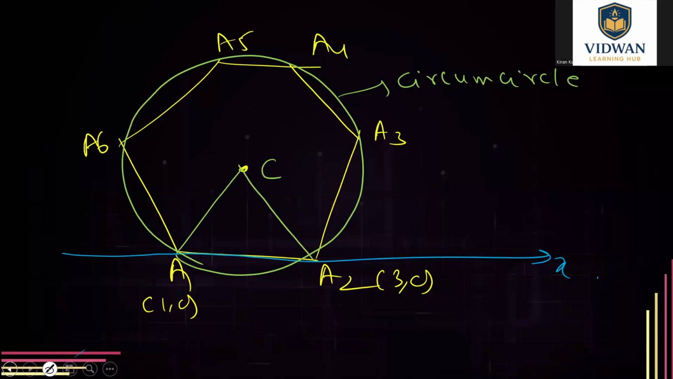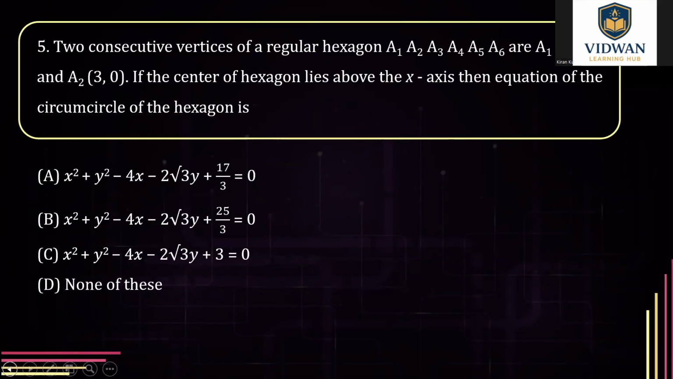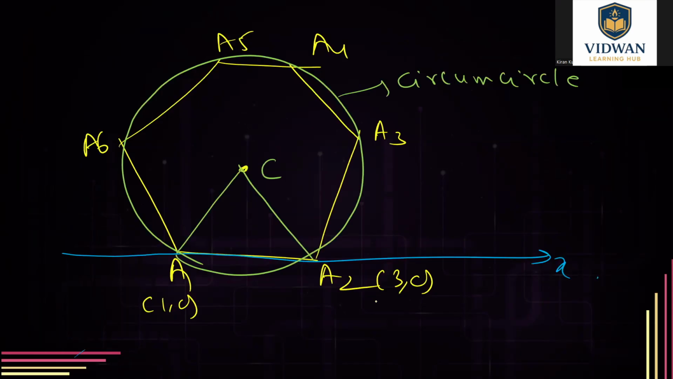So I just started with this problem only. The fifth question. In this problem, they have given two consecutive vertices of a hexagon and they gave that center is above x-axis. We are asked to find out the equation of circumcircle. So I just drew the hexagon marking those vertices 1, 0, 3, 0, and you know they are on x-axis. It is given that center is above, so hexagon should be above this line, not below this. So they're asking you to find out the equation of the circumcircle, the circle through all the vertices, given that center is above x-axis. So this is the question, all of you can try.